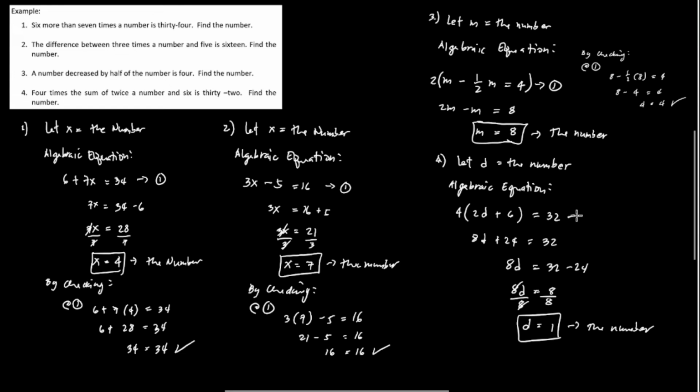And this is equation 1. By checking at 1: 4 times the sum of 2 times 1 plus 6, close parentheses, is equal to 32. 2 times 1 is 2, plus 6 is 8, so 4 times 8 is equal to 32. 4 times 8 is 32, and it is equal to 32. So therefore, the number D is equal to 1.